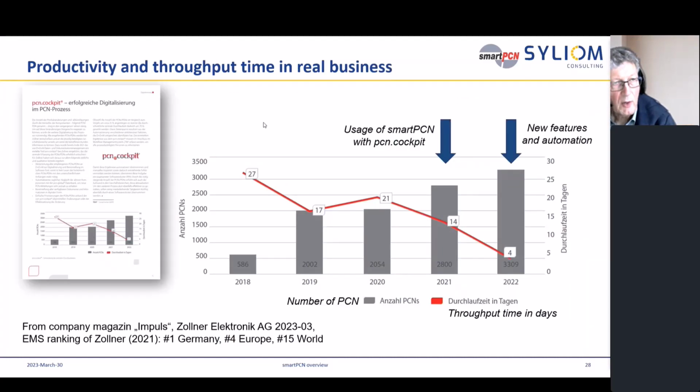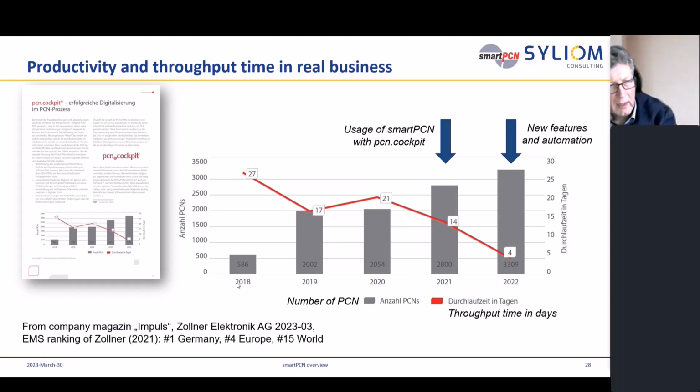And this is now one example from the company called Zollner. Zollner is the number one EMS manufacturer in Germany. It's number four in Europe and 50 in the world. So this has been the data I found from 2021. And they started to use the PCN Cockpit in 2021. And this is now published in their company magazine. I think it will also be available in English further on. So this is a German text, unfortunately. But I think the interesting thing is this diagram that we see here.